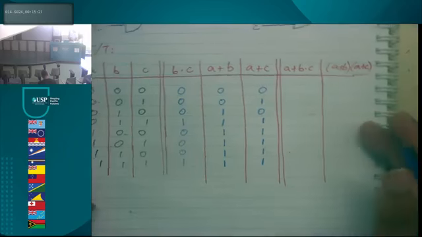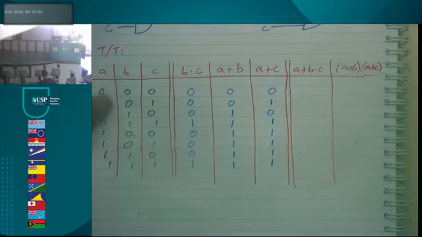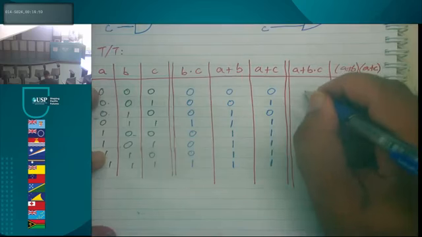Now, let us look at this last one. Let's look at the left-hand side: A or (B and C). So we can pick up A from this first column, and B and C, we can pick it up from here. So what do we get?